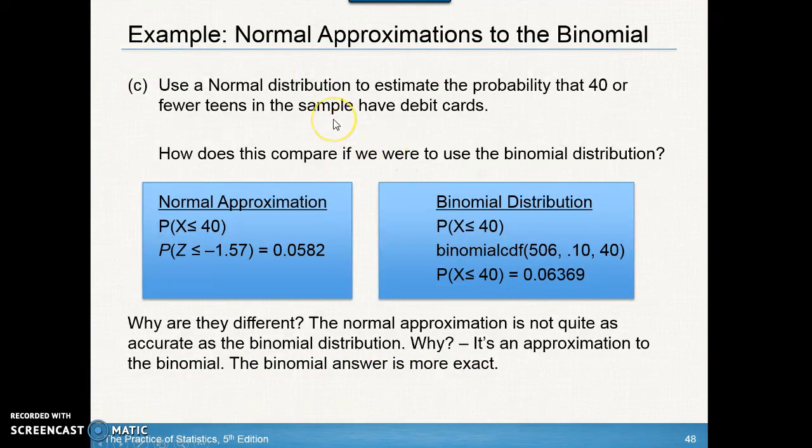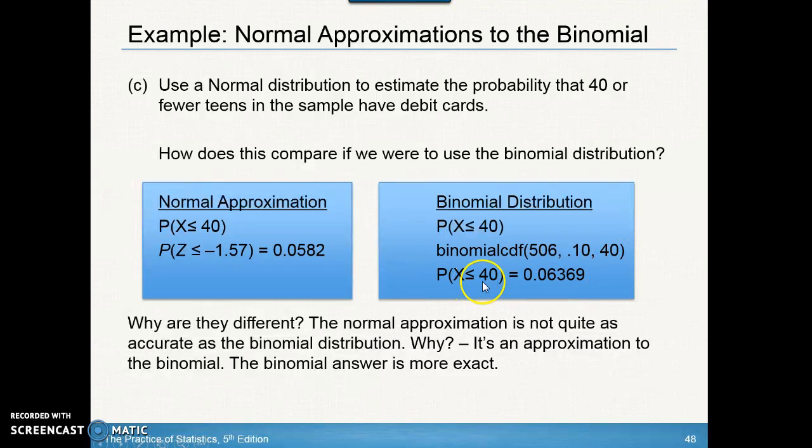Okay, so let's just see what exactly that looks like if we compare it to the binomial distribution. So with the normal distribution, we said that about 5.82% of the population would have 40 or fewer debit cards. But how would we do that with our binomial distribution? The best way to do that would be using your graphing calculator. Remember, when we do our binomial distribution, binomial CDF is up to and including the number that we put at the end. Our number of trials was 506, 0.10 was our probability of success, and we want to add up, CDF is adding up everything up to 40, 0 through 40.